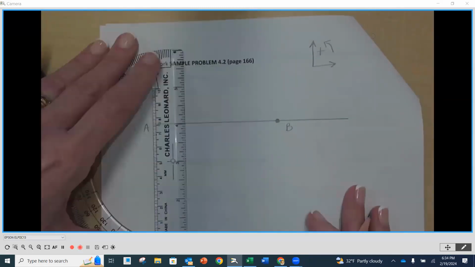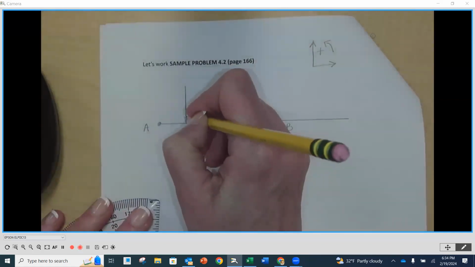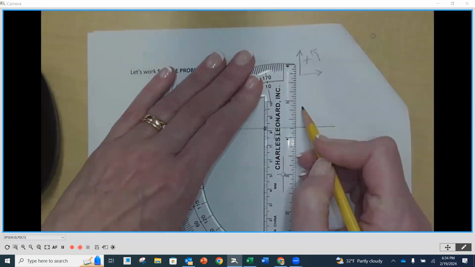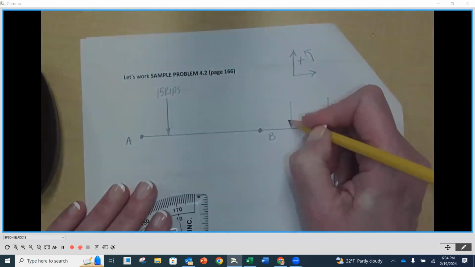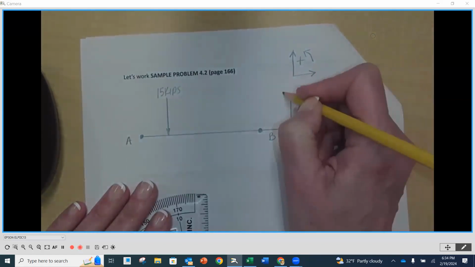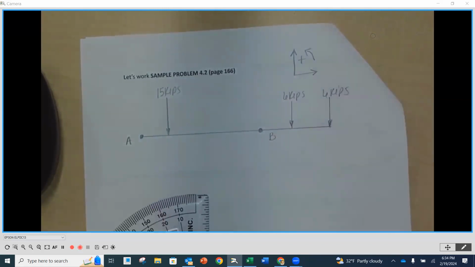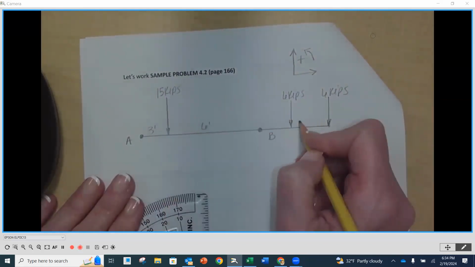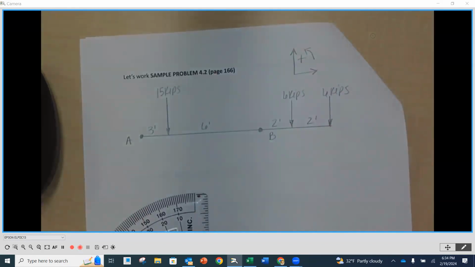Then I've got P coming down. And they said that's 15 kips. And then I've got 2 forces out on the end here, 6 and 6 kips going down. And then distances are 3 feet, 6 feet, 2 feet, 2 feet. Those are my applied loads that are given to me.